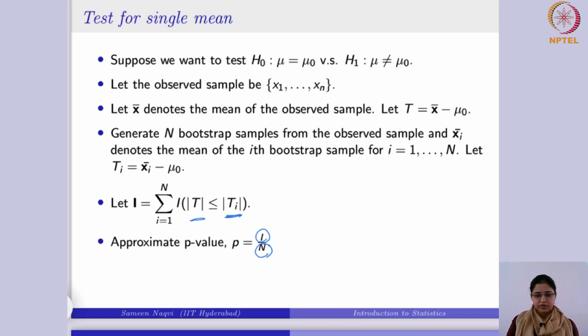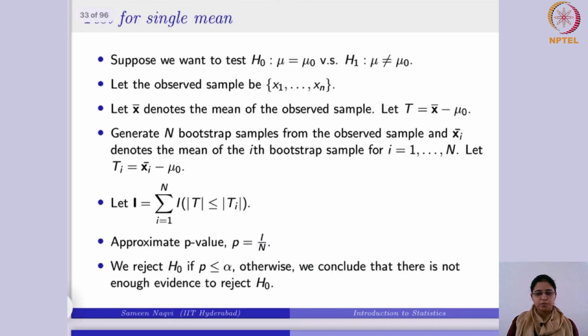Now you will compare your p value with alpha. So you will reject the null hypothesis if this p value comes out as less than this predefined value. Otherwise, you conclude that you do not have enough evidence to reject the null hypothesis. Okay, so the steps are very simple. You just have to know the process and you can replicate this.